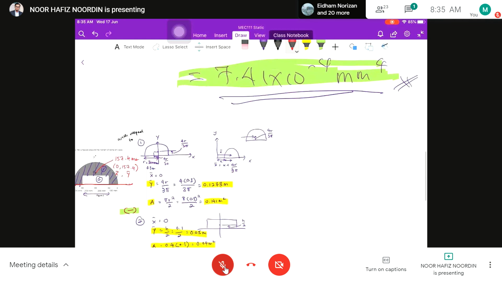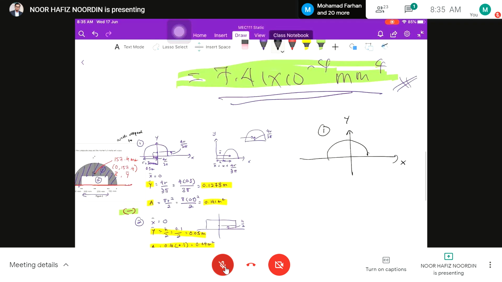Sama juga kita. The first step is we determine how many components that we have. So in this case, we use the same components as the centroid just now. So we have two components. The first component is semicircle. So the first one, semicircle, we draw back. Semicircle, y, x. Alright. For moment of inertia, we use formula.